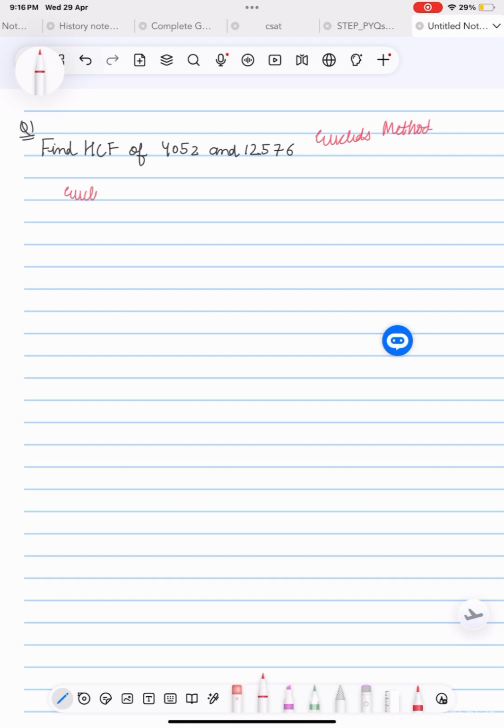Okay. Now first understand what is Euclid's method. You have to remember it as A equals BQ plus R. This is something which should pop in your head when you hear Euclid's method. A equals BQ plus R. Now A is your bigger number and B is your smaller number. A here will be 12576 and B will be 4052.